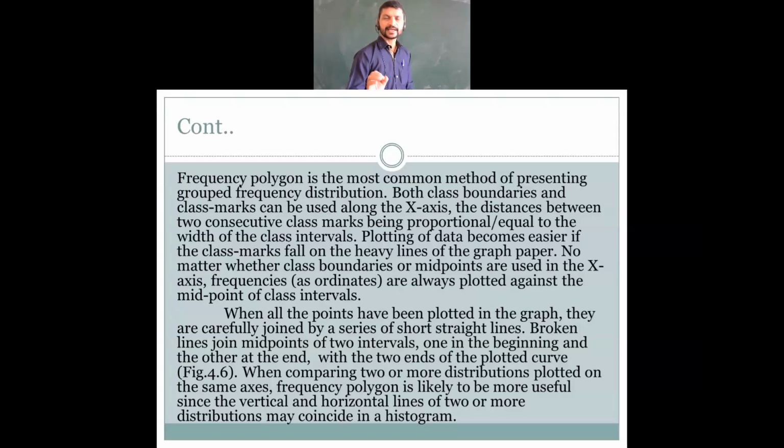It is the same as I told you for the histogram, we just add the lines in between, at the middle of the bars. Then further, when all points have been plotted on the graph, they are carefully joined by a series of short straight lines. That is, short straight lines. I will take a rough diagram over here so you can understand exactly what I am going to tell you.